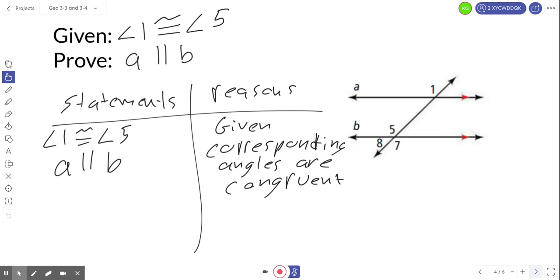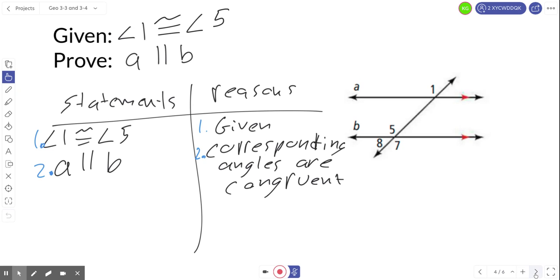And of course, I always forget to do this, but you should number your statements and then number the corresponding reasons. Don't rely on lining them up really well. Just put those numbers in there. So I've proven that line A is parallel to line B.